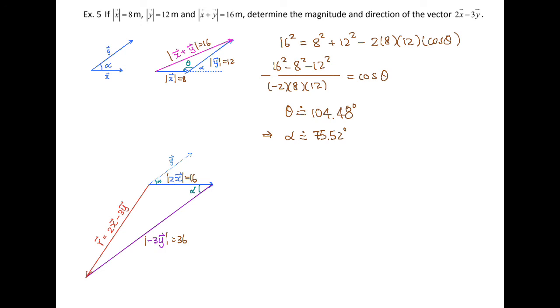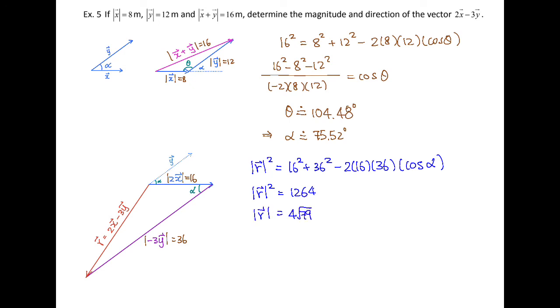By substituting all the information that we know into the cosine law, we will be able to find the magnitude of r squared is 1264. Taking the square root on both sides and reducing the square root, we're going to get the magnitude of the resultant is 4 square root of 79. Now we are ready to find the angle, the direction of the vector 2x minus 3y.